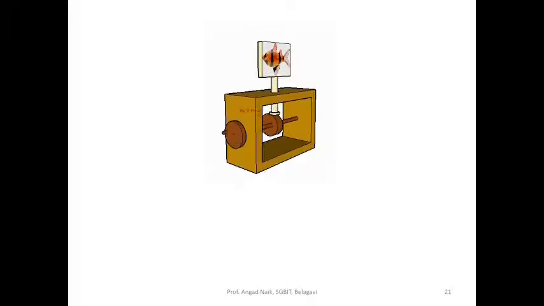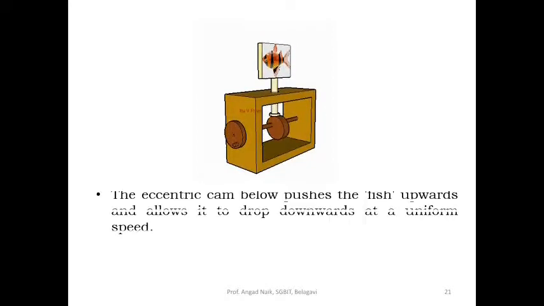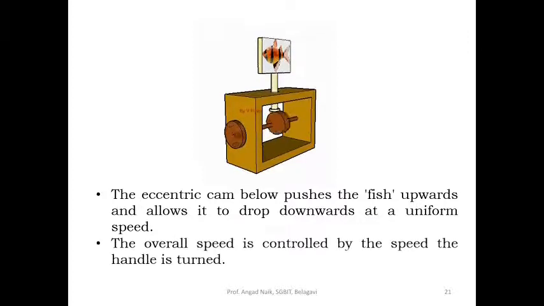We'll take up another example. In this, the eccentric cam below pushes the fish upward and allows it to drop downward at a uniform speed. The overall speed is controlled by the speed of the handle. The faster the handle is rotated, the faster will be the motion of the fish.